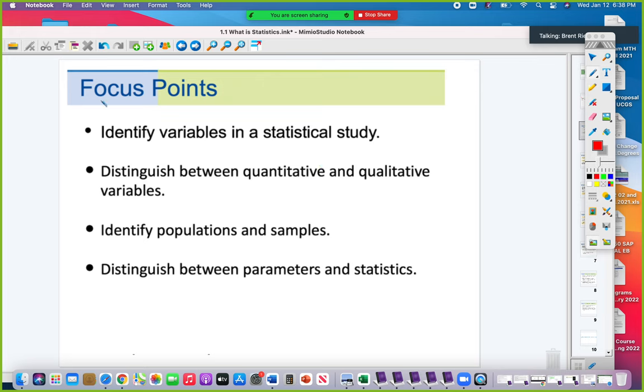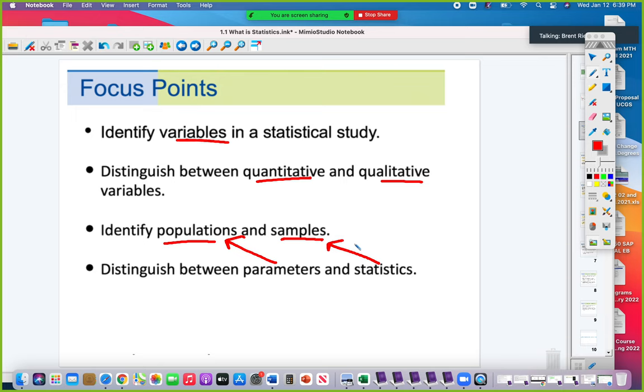There are some things, some focal points that we're going to take a look at. You do not need to write this down. You don't need the focal points. But we're going to identify the term variables. We're going to look at quantitative and qualitative variables. We're going to look at populations versus samples. And we're going to talk about parameters from populations and statistics from samples.